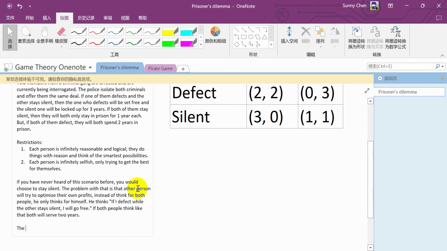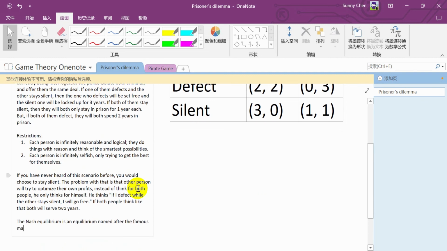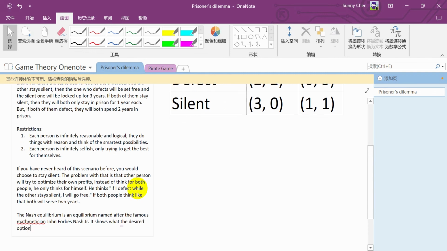The Nash equilibrium is an equilibrium named after the famous mathematician John Forbes Nash Jr. It shows what the desired option for each person in the game is. Mathematician, sorry.